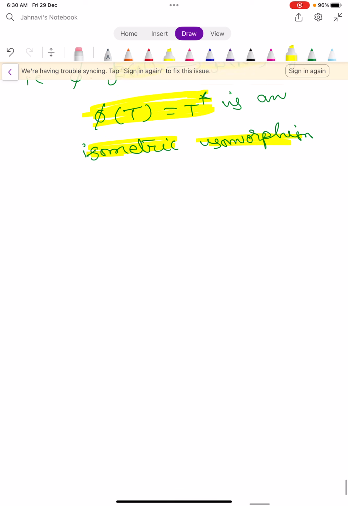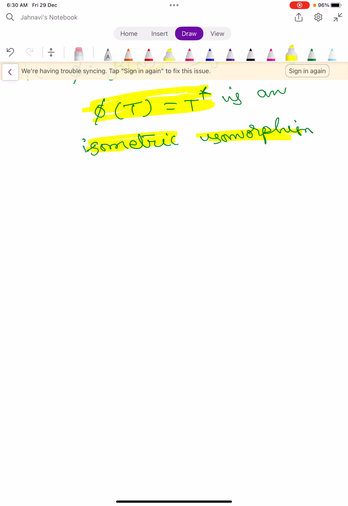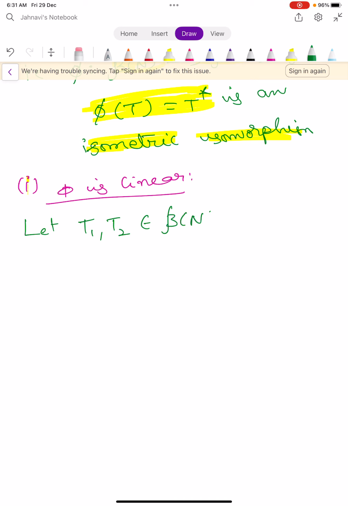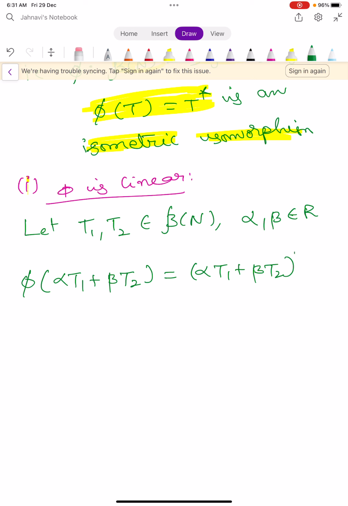So first we show that pi is linear. To prove the isometric isomorphism, first we show that this pi is linear. Let us take two operators T1, T2 belonging to script B of N, and alpha, beta belonging to the scalars. Pi of alpha T1 plus beta T2 is equal to alpha T1 plus beta T2 whole star.